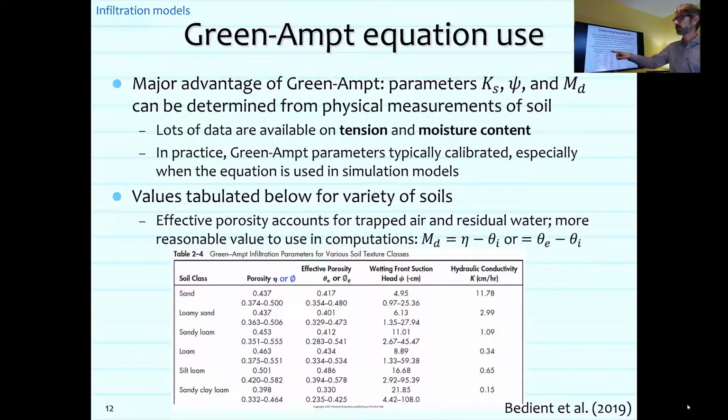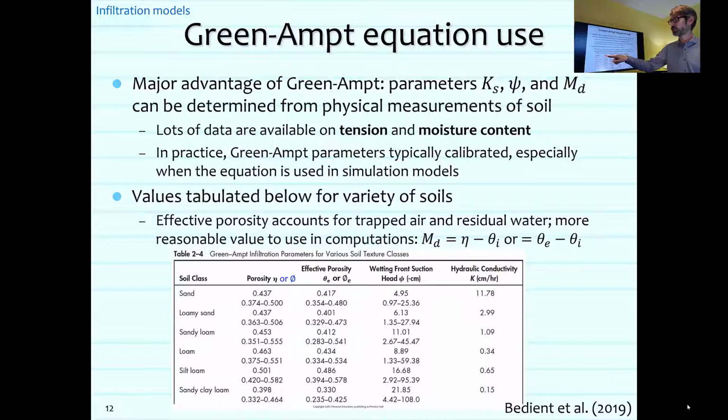Here are some sample values tabulated below for a variety of soils that we would encounter normally. We have sand, loamy sand, sandy loam, and so on. The effective porosity, remember, accounts for trapped air and residual water. A more reasonable value to use in the computations is the effective porosity.